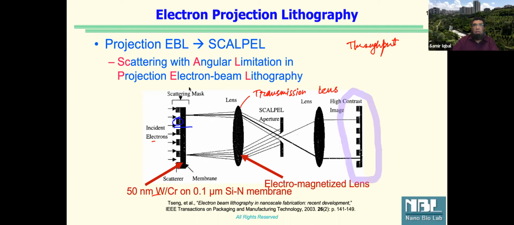This is the wafer, this is the mask, and electrons are coming from this side. Right? So they have made 50 nanometer features on silicon nanomembrane. Here, this is the silicon nitride membrane, right? So the example of electron beam, but using a mask instead of writing directly.